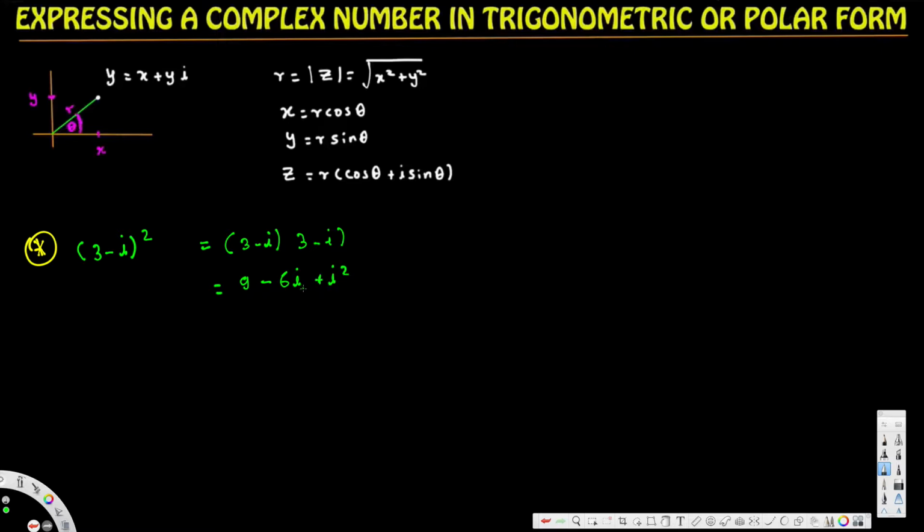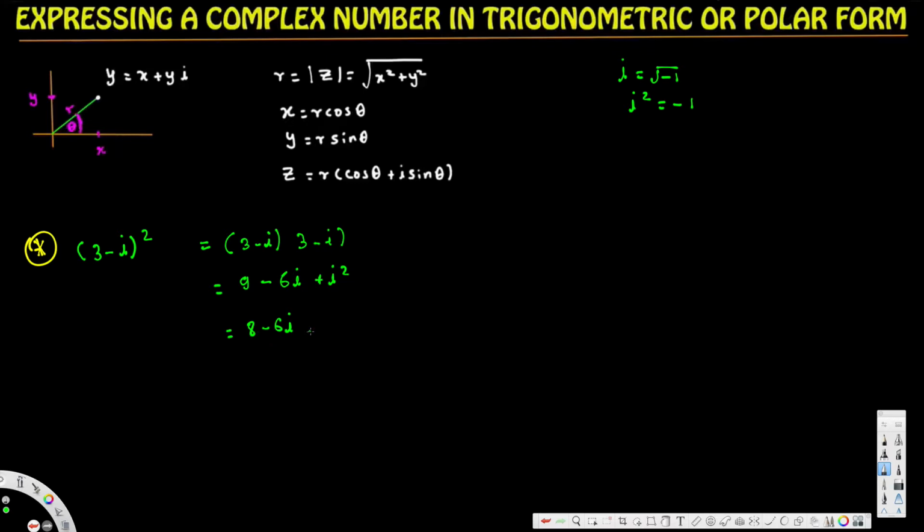So finally we will end up with i square equal to what? i is equal to the square root of negative 1, so i square is equivalent to negative 1. So 9 minus negative 1, that's going to be 8. 8 minus 6i. So that's going to be our complex number.